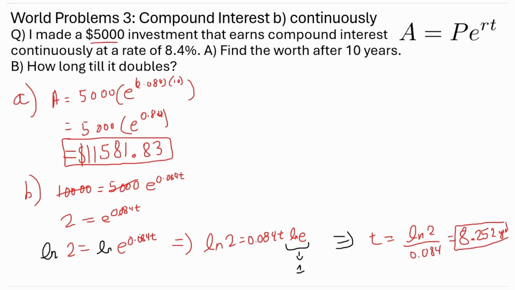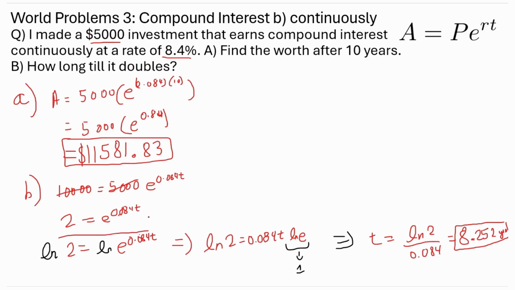So a $5,000 investment, rate of 8.4%. Find the worth in 10 years. Plug everything in: 5,000, 0.084, 10. Plug it into the calculator. Solve. How long will it take for it to double? Well, when you double 5,000, it becomes 10,000.